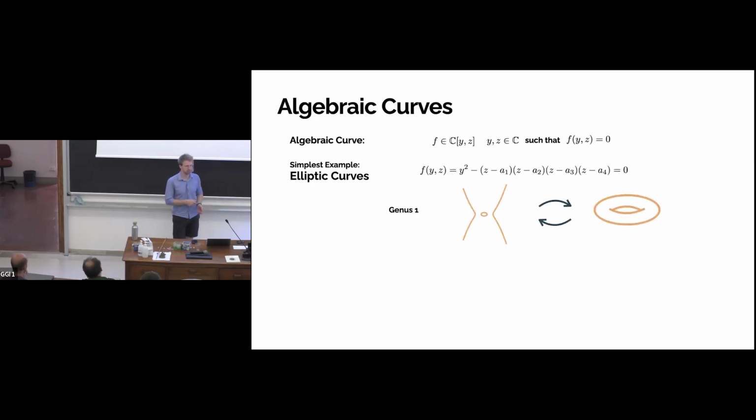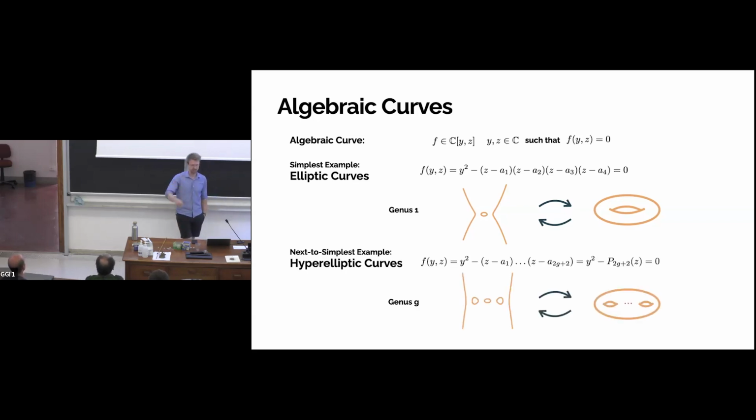So the simplest example that you can think of, beyond genus 0, is an elliptic curve, which is just where the polynomial is y squared minus a degree 3 or degree 4 polynomial. And you can show that this is a genus 1 curve, and genus 1 because there's a direct relation between algebraic curves and Riemann surfaces, and so you can associate to a curve always this kind of topological genus coming from the Riemann surface.